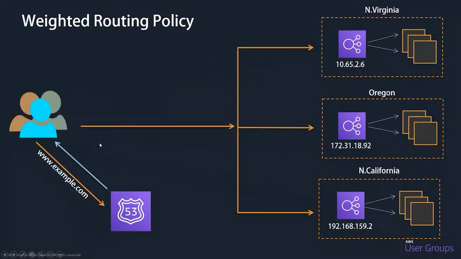Then you have weighted routing policy. This works in a similar fashion, but this does not look at where the user is. Rather, this looks at trying to balance your environment in some way.